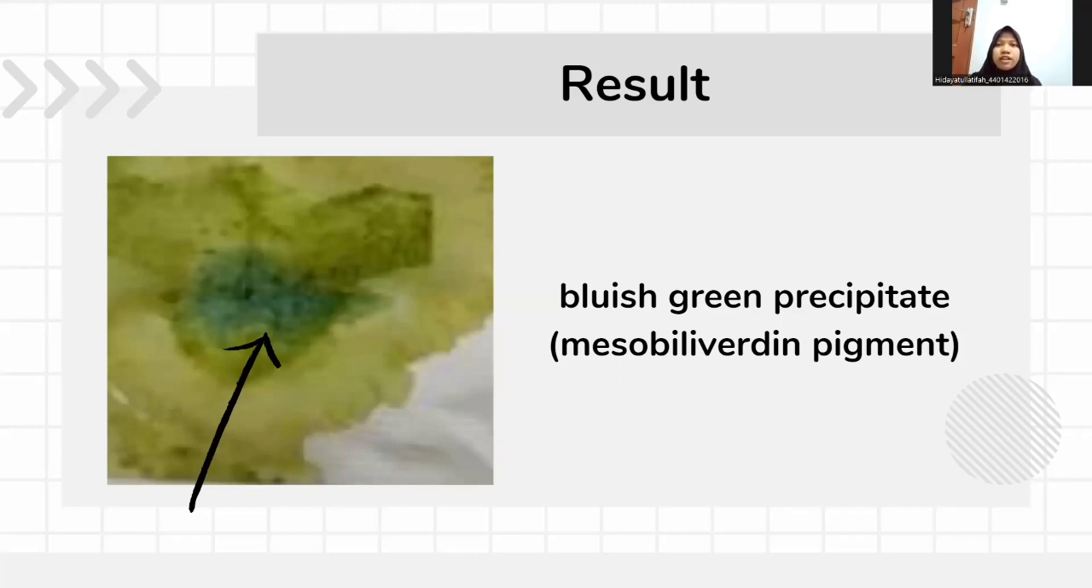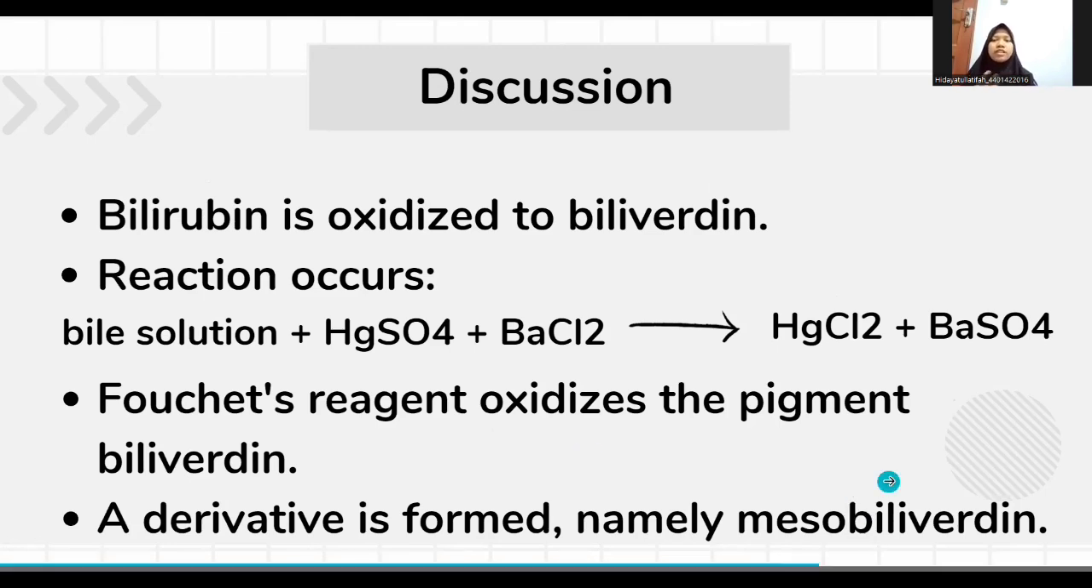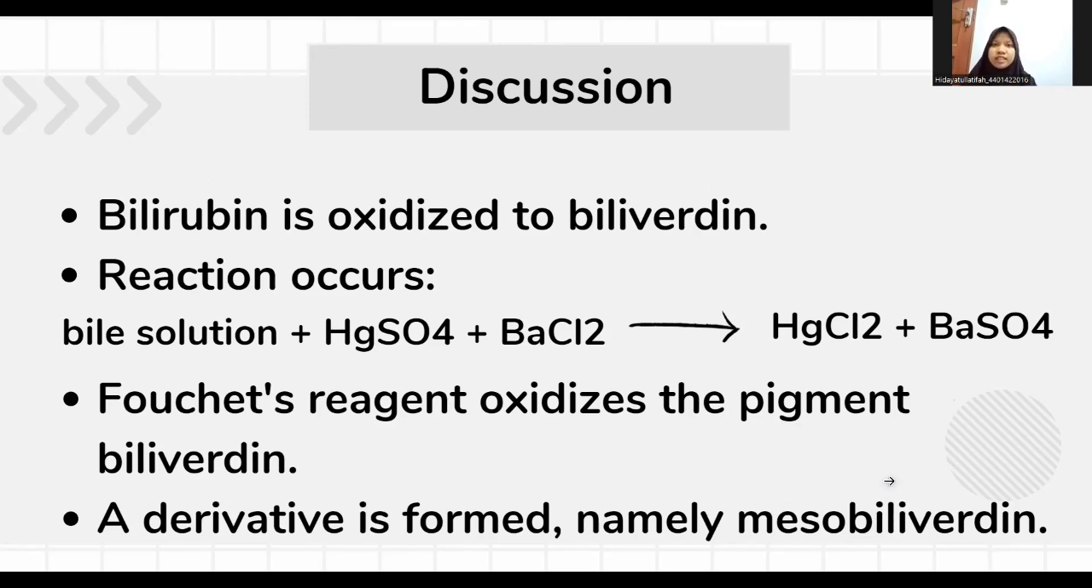Okay, next slide. Now we get into the discussion. Bile bilirubin pigment, which was originally golden yellow when in the body, is oxidized to a green color, or what is commonly called biliverdin. This oxidation is caused by bile being left in the open air and the addition of various chemicals. So here is the reaction.